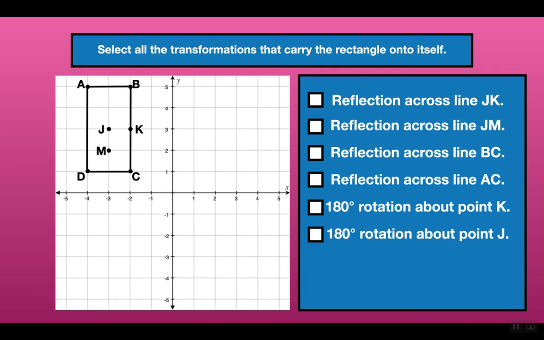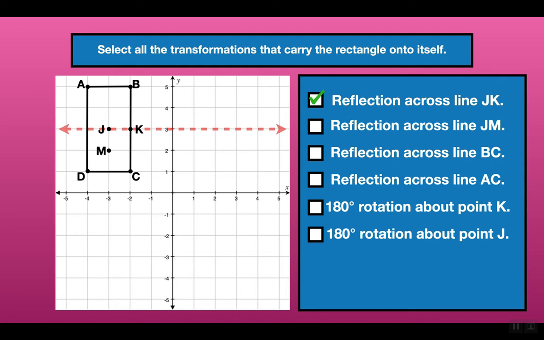Our first one says a reflection across the line JK. Locate the 2 points JK and imagine drawing a line. Remember that a line goes into infinity in both directions. If I draw a line through the 2 points JK, I have that line. If I reflect the rectangle over that line, it'll carry the rectangle onto itself. It'll look exactly the same. So therefore that answer is correct.